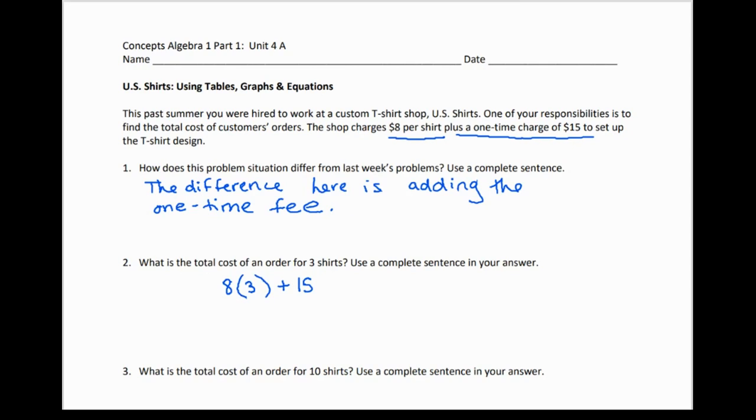Order of operations, multiply first. 8 times 3 is 24. And then 24 plus 15 is 39. Use a complete sentence to answer that. So this is where some of you guys are falling short. Make sure you're telling us what this 39 means. So it will cost $39 for 3 shirts. Any questions so far?